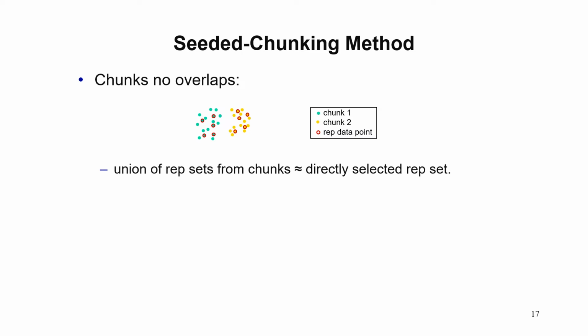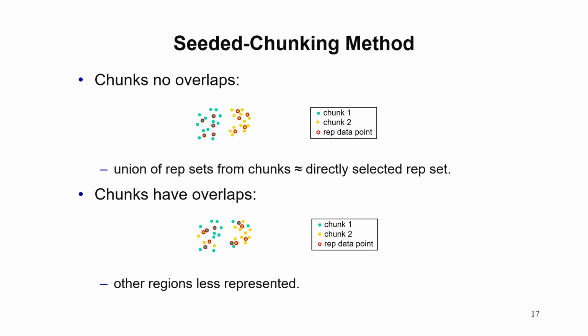When chunks have no overlapping regions, the union of the representative sets selected from every chunk would be similar to the representative set selected directly from the full set. This can be seen from this two-chunk example. Here, the red circled dots are the selected representative data points.